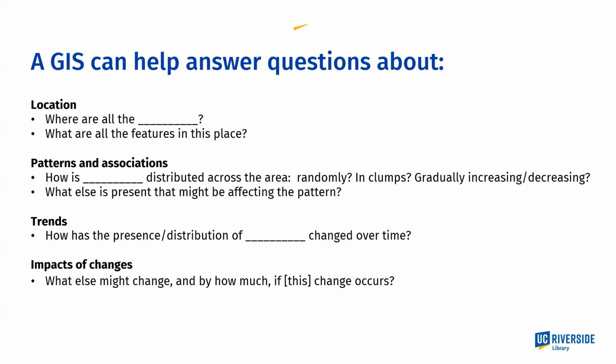Moving on now, we can think about time. A GIS is known for being able to store multiple layers of data, geographic data, and that includes the same type of data, but at different time periods.